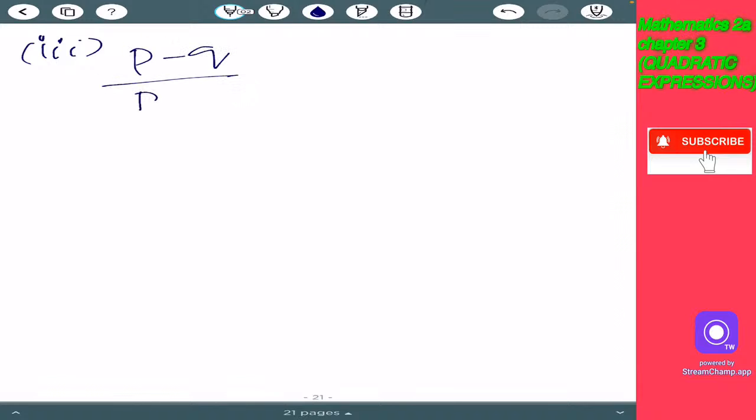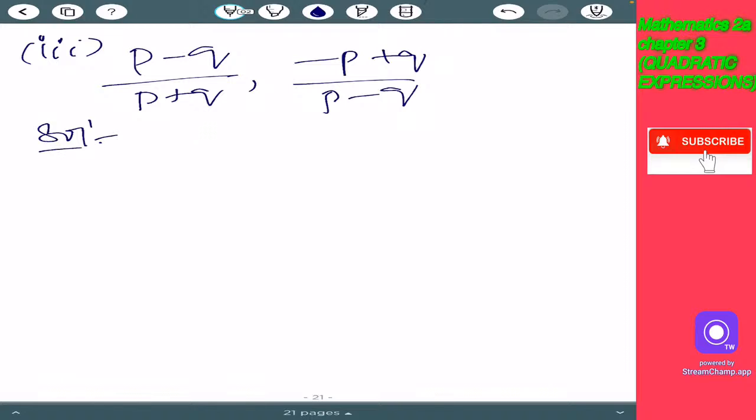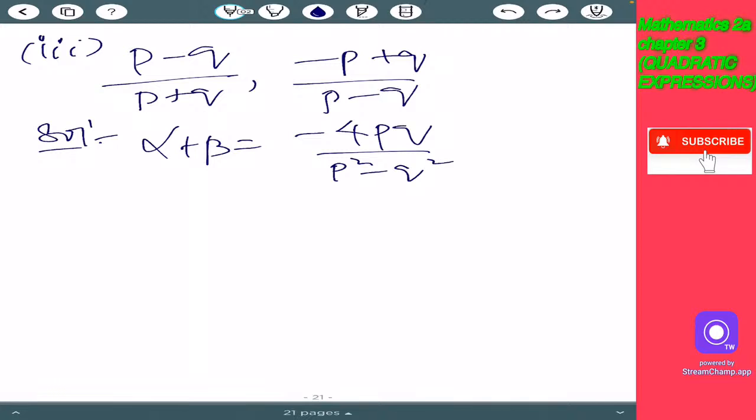P minus q divided by p plus q minus p plus q divided by p minus q. So, solution: first, sum of roots and product of roots. You'll get the sum of roots as minus 4pq divided by p square minus q square, and the product of roots you'll get as minus 1. If you do the calculation, you'll get the same.